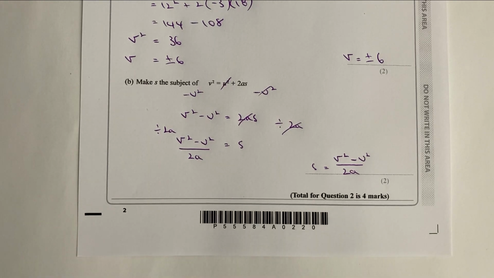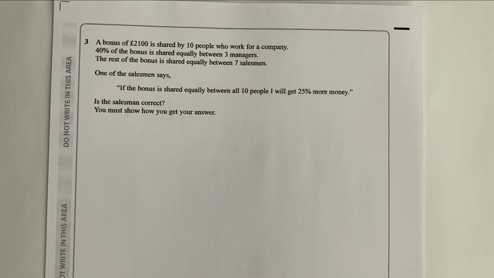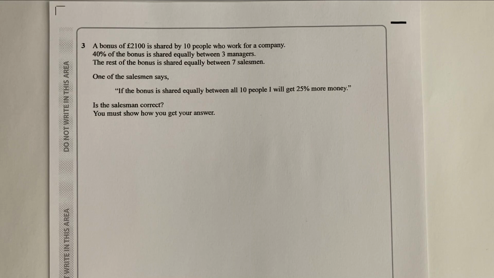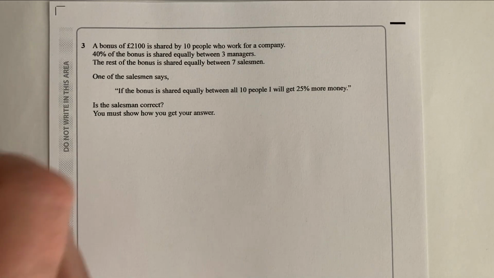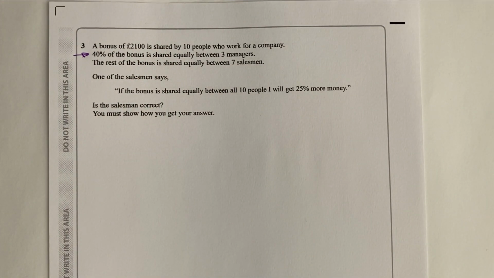Let's move on then to question number 3. Question number 3 deals with some salesmen getting some bonuses. It's quite a wordy question, takes a little bit of wading through, but it's not too bad really. What we're going to do is take it a little bit at a time. So at the moment, I've got a bonus of 2,100 shared by 10 people who work for a company. Then it says 40% of the bonus is shared equally between 3 managers. Well, let's have a look at that then. That's the most important thing, at least at the moment.